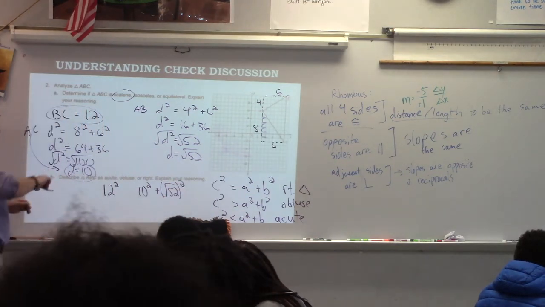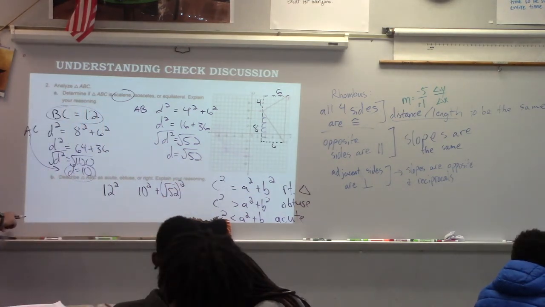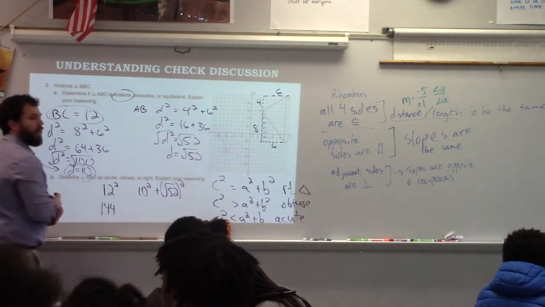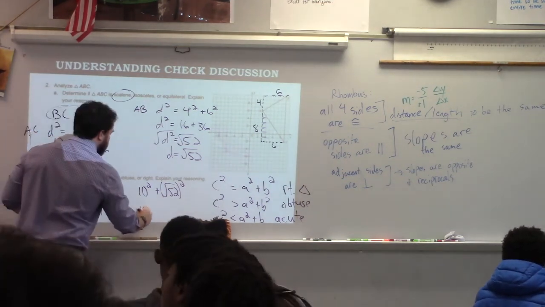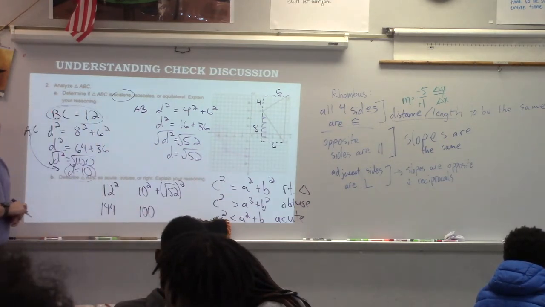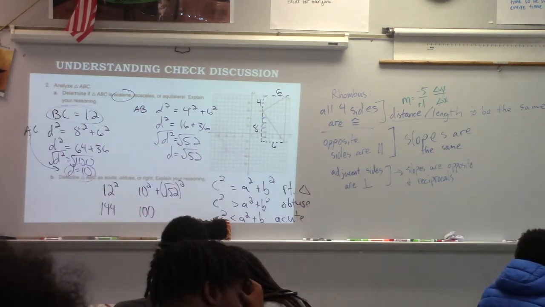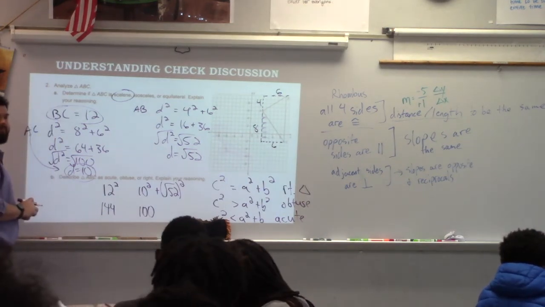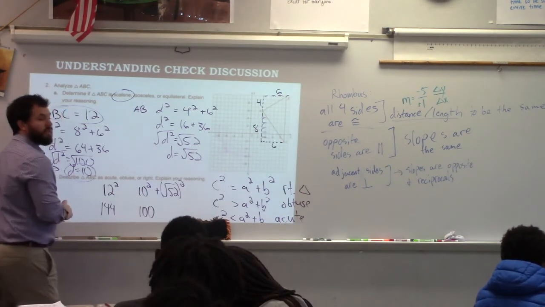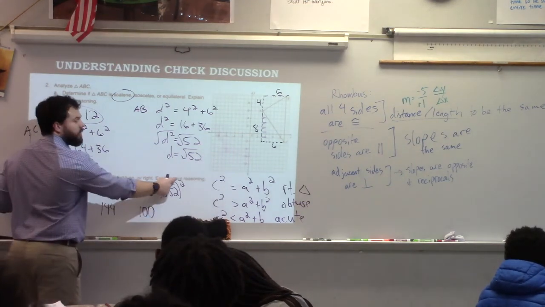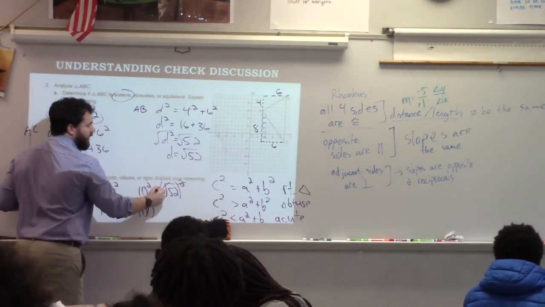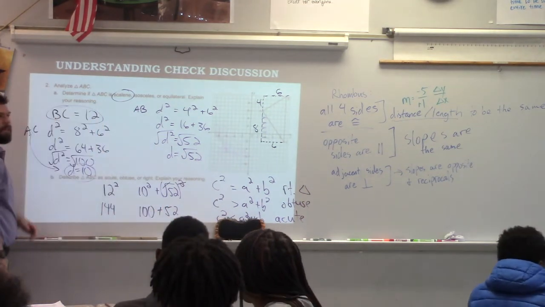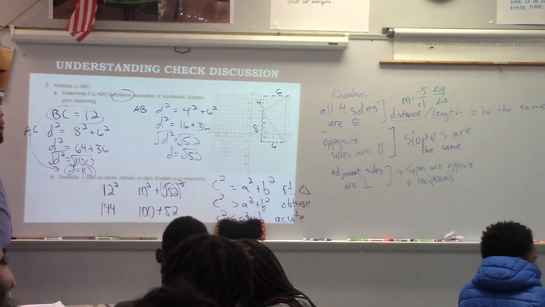Put in the calculator. What's 12 squared? 144. What's 10 squared? 100. And the square root of 52 squared? Hey guys, really quickly, because this will make your life easy. Square roots and squares are inverses, so they just cancel each other out. It's 52. 12 squared is more.